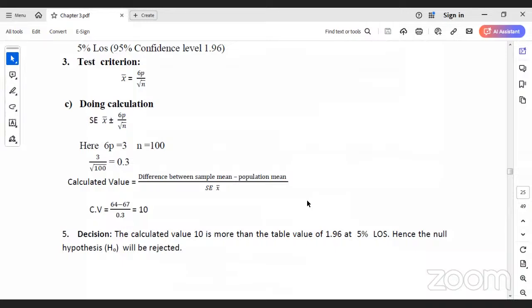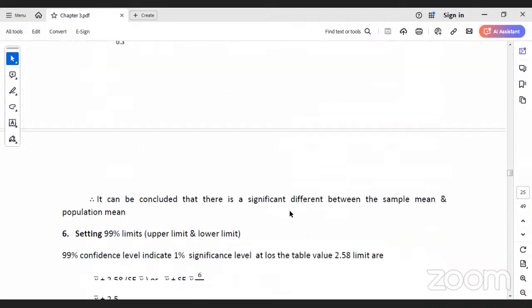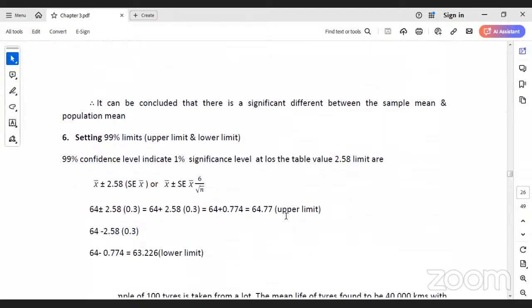So in addition to this step, see this one here, sixth step. It can be concluded that there is a significant difference between sample mean and population mean. The step number 6 is setting 99% limits, upper limit and lower limit. So 99% confidence level indicates 1% significance level at LOS. The table value is 2.58.